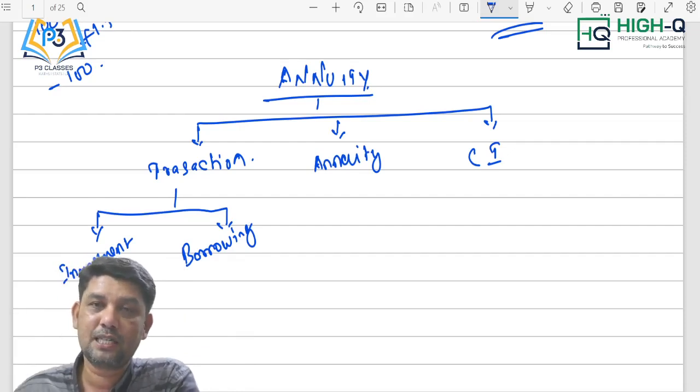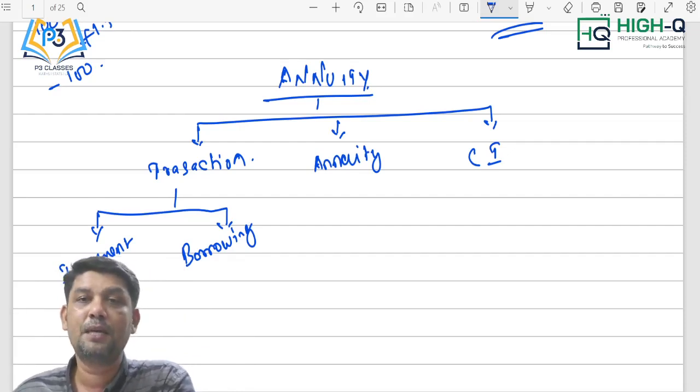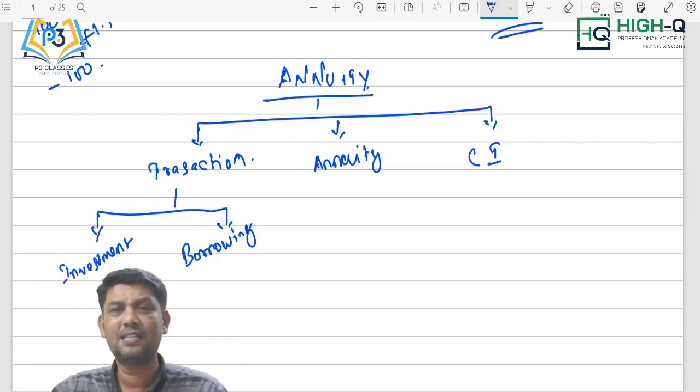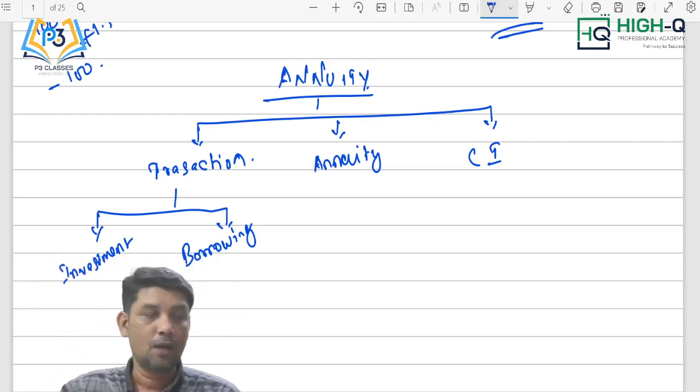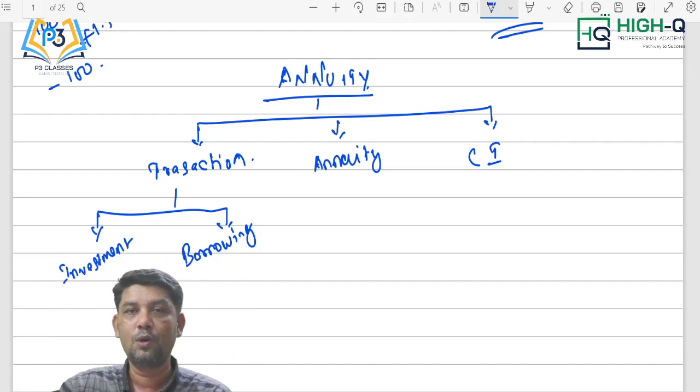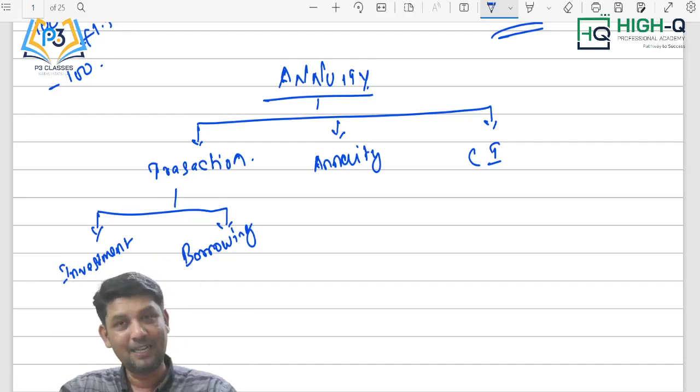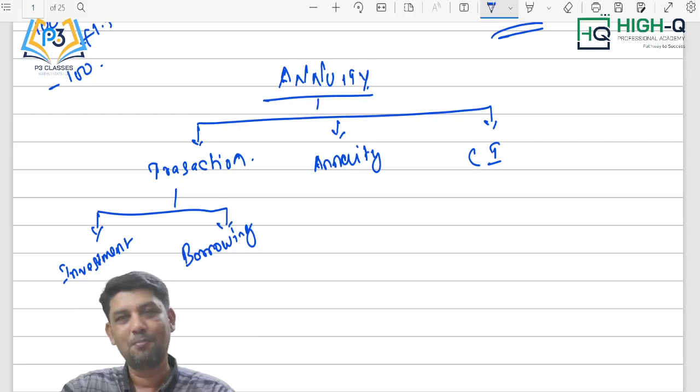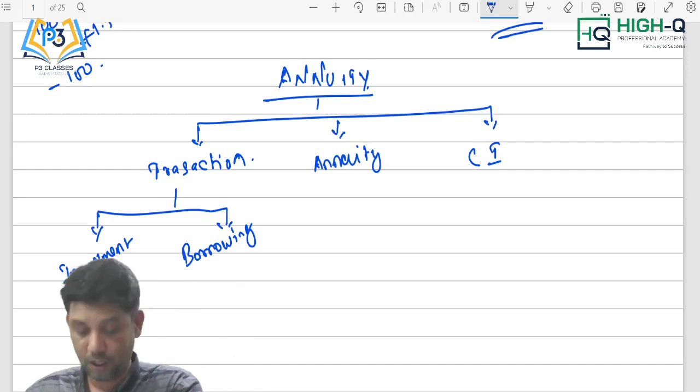Recurring deposit is created. LIC insurance premium is created. What is this? Investment. Sinking fund. Investment. A company borrows so and so amount, based on borrowing. A company lending some amount, so and so amount, borrowing. You understand the difference? By reading the question, you can understand whether the question is based on investment or borrowing.